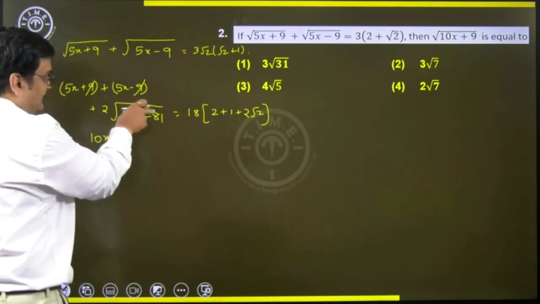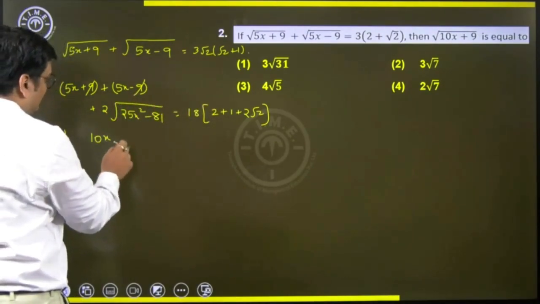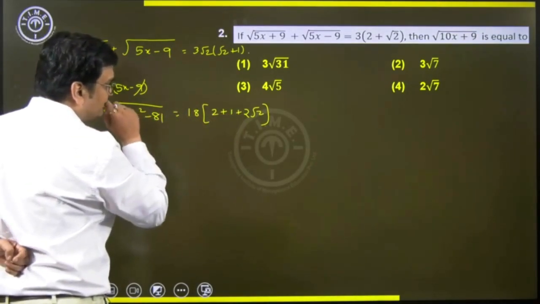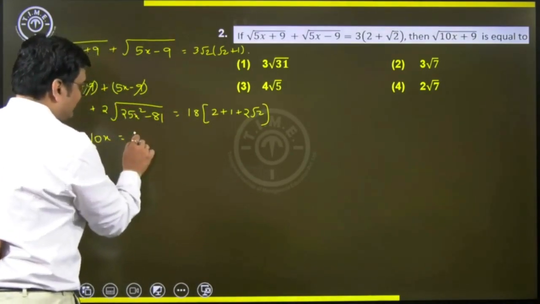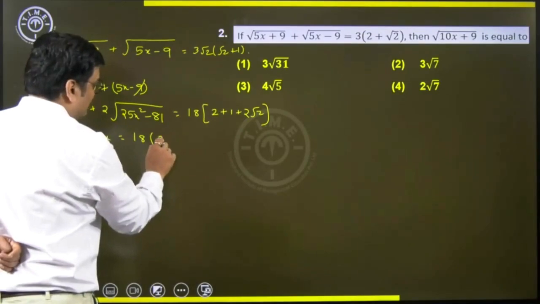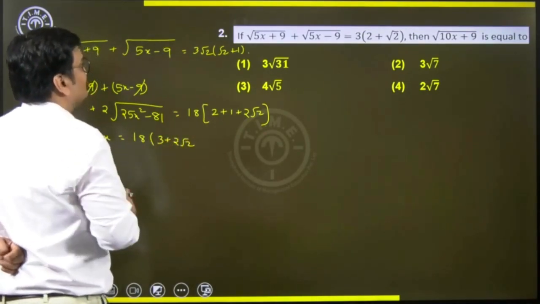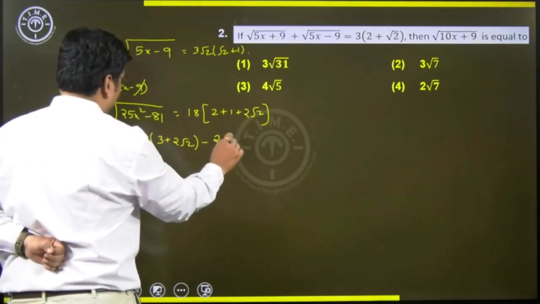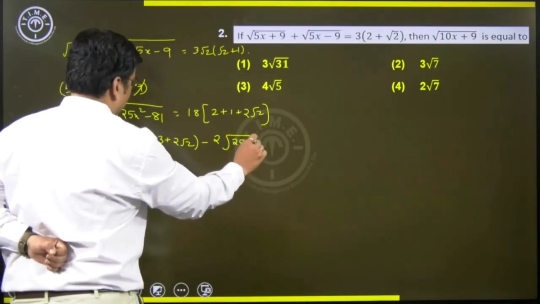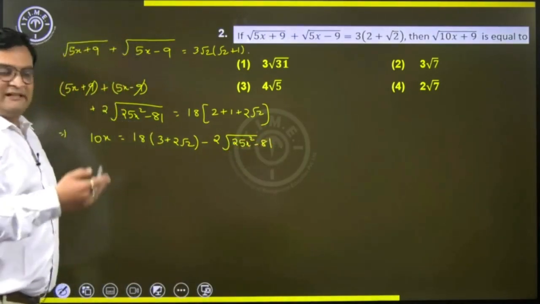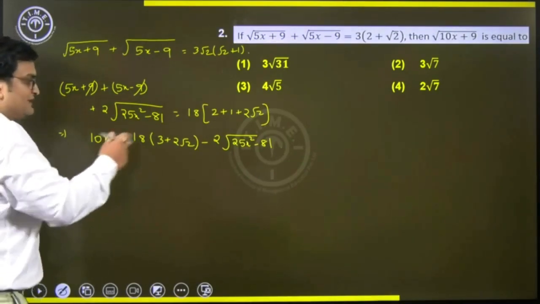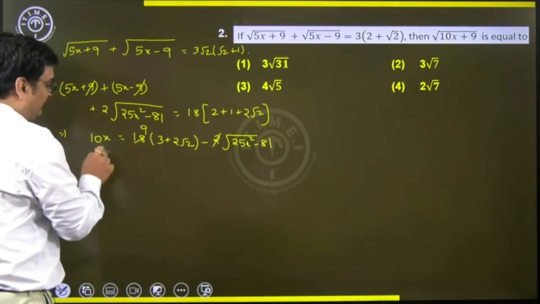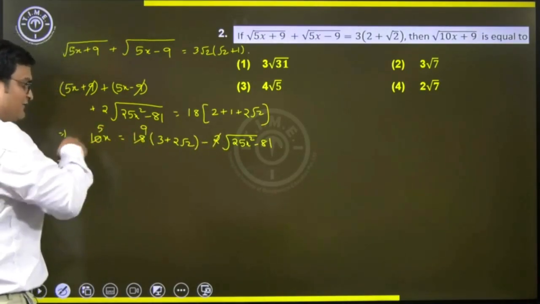If I take this entire expression on the other side, I get 18 into 3 plus 2 root 2, minus this entire thing. Now on both sides I can cancel out a 2. So 2 will go 9 times, 2 will go 5 times. Now again square on both sides.